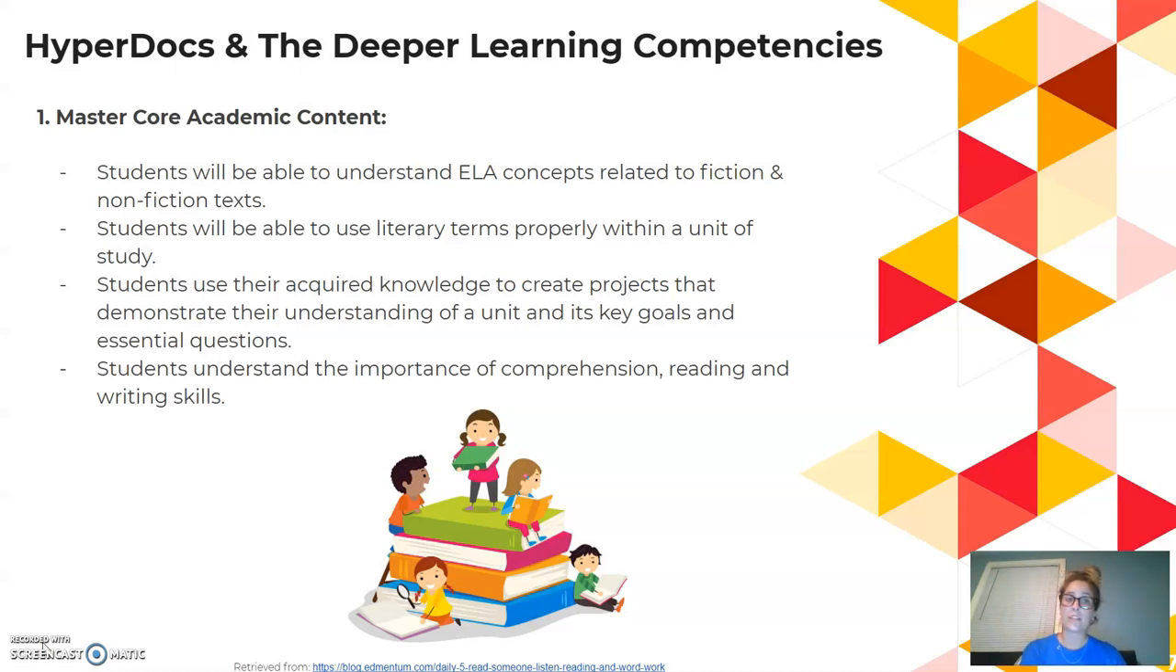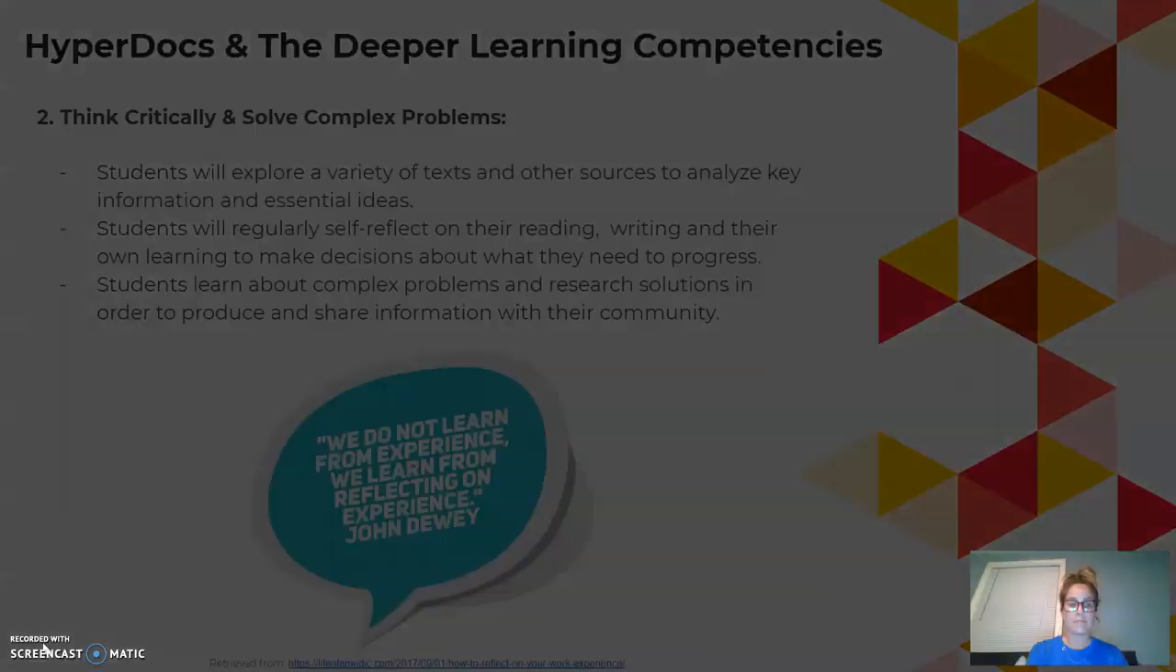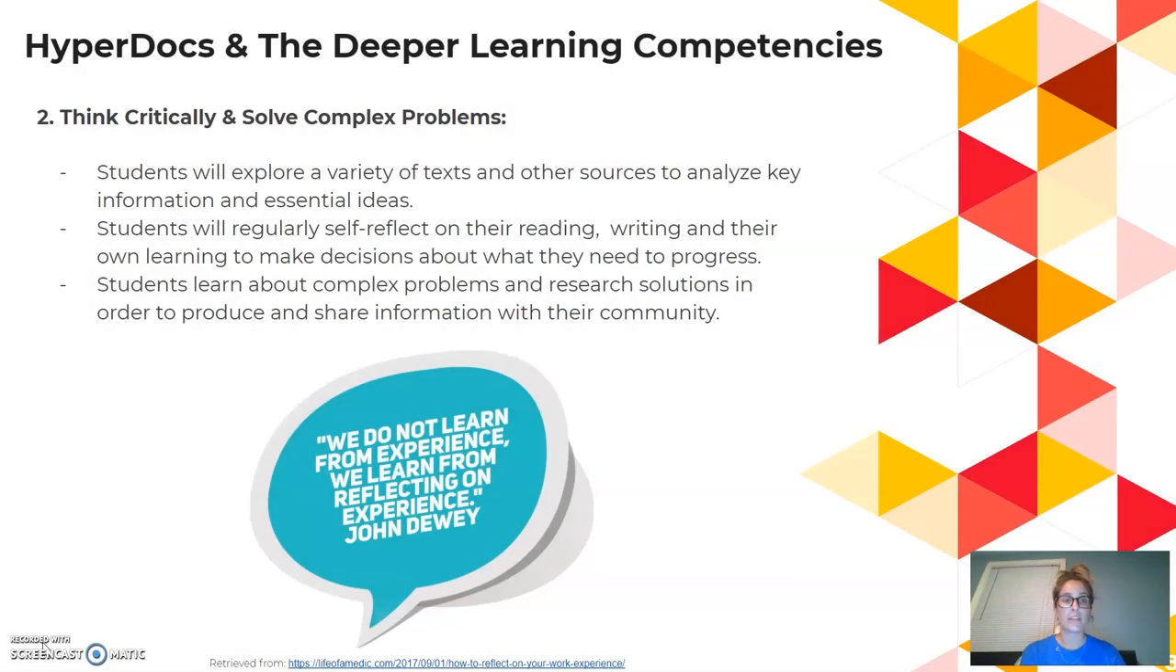Students will master core academic content related to the deeper learning competencies, understanding concepts related to fiction and nonfiction, using literary terms properly, acquiring knowledge to create projects that show what they've learned, and will be able to understand why comprehension is so important, as well as reading and writing. They'll think critically and solve complex problems. They'll regularly self-reflect and view a variety of texts over the course of these units.